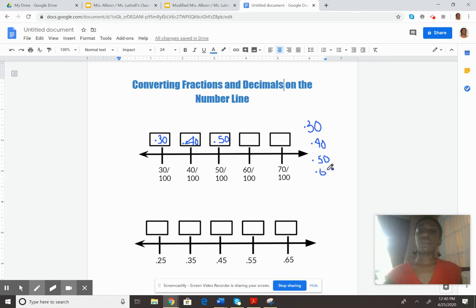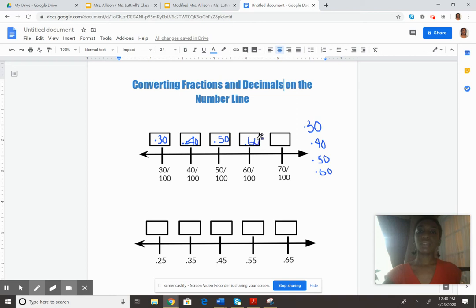You have to know your place value when you are doing this, especially after the decimal. You have your tenths, you have your hundredths, you have your thousandths. But right now we're talking about our hundredths. So my decimal place would be in the hundredths, as you can see here. So this would be 0.60.